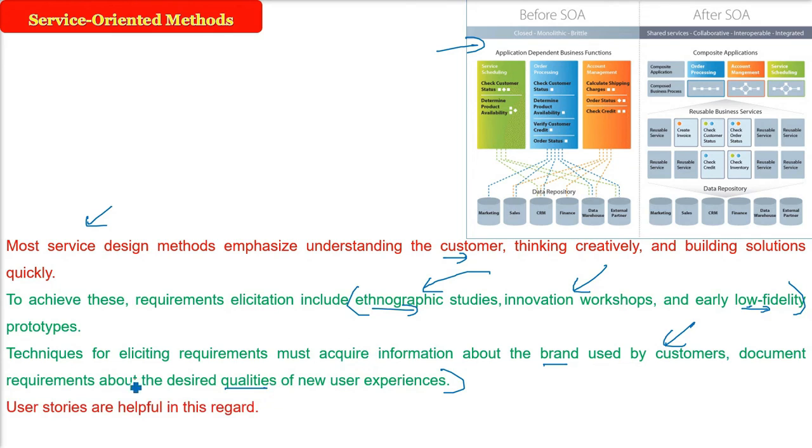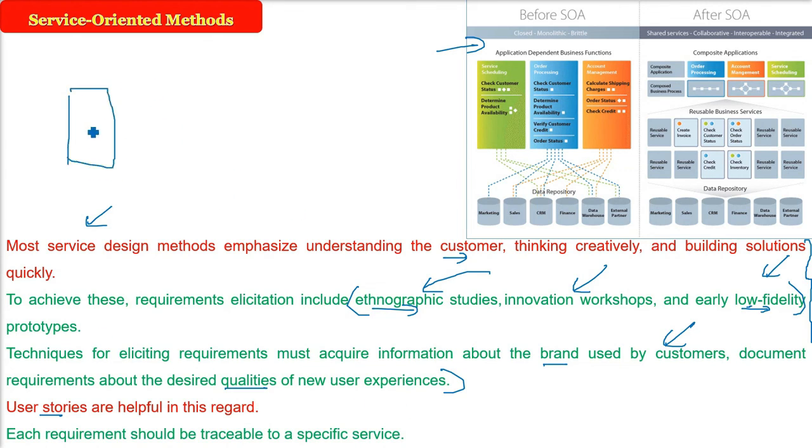And what is the best method to do this? User stories. As you know, in various agile methods, scrum and extreme programming, we use user stories. Every requirement has to be traceable. When you make the requirement on the basis of service oriented methods, every requirement should be traceable to a specific service. You can call it a traceability matrix kind of thing.